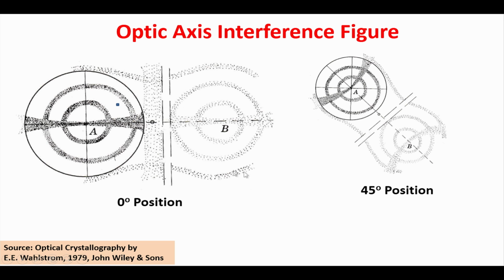In the 45 degree position, this isogyre will be split, will be bent and will show this kind of hyperbolic segment, as we have seen previously for an acute bisectrix interference figure. Within the field of view, you will only see one isogyre, but the other features broadly remain the same. So, the optic axis interference figure can be distinguished from the acute bisectrix interference figure by having a single isogyre in the field of view at a time.